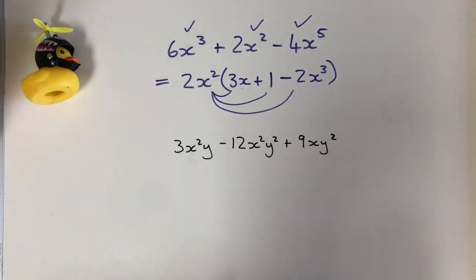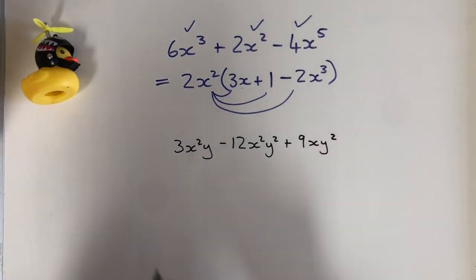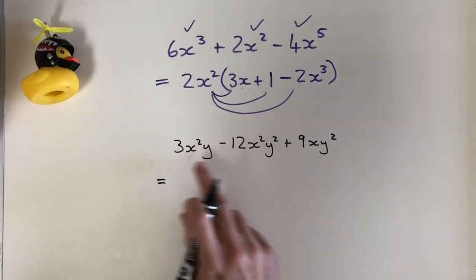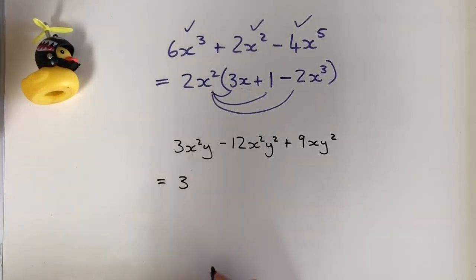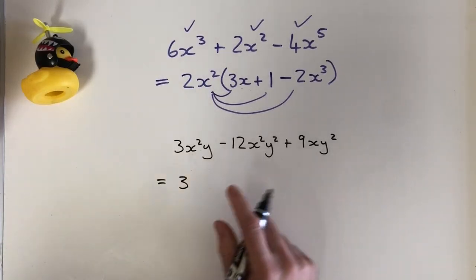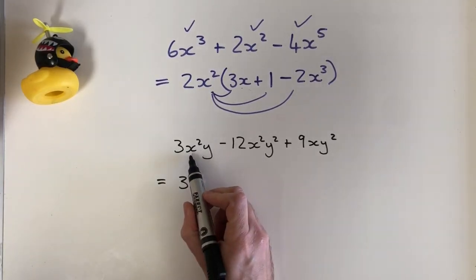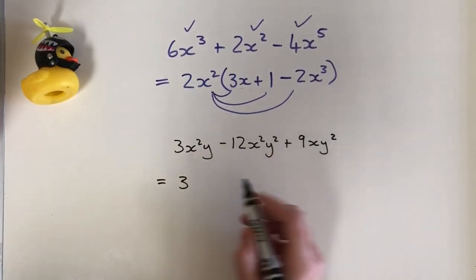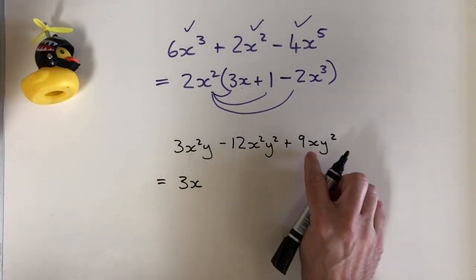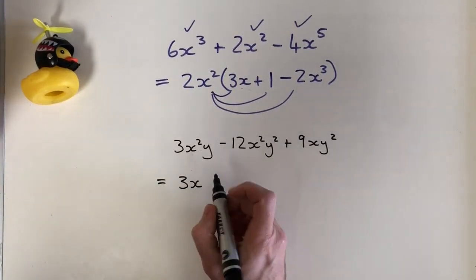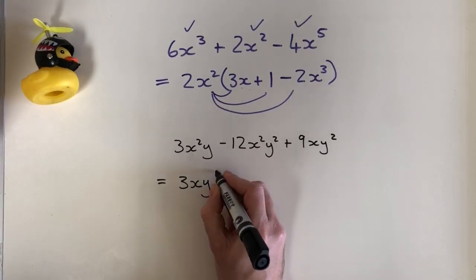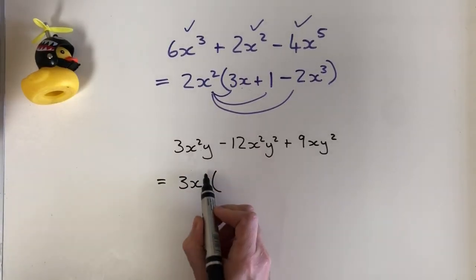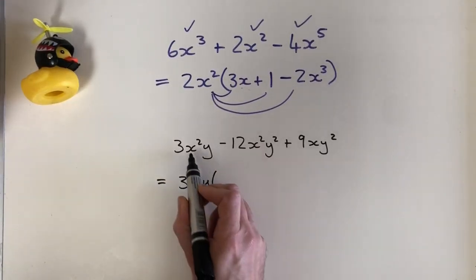Again, 3, 12, and 9. So that tells me I can take out a 3. There's a lot of x's and a lot of y's. If I look at the x's alone, there's an x squared, and an x. So I can only take out an x because that's the smallest amount of x's. And for the y's, there's 1 y, there's 2 and 2. So I can take out a y. That's all. So the question is, this times what will get me there?